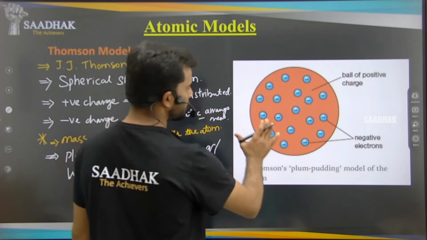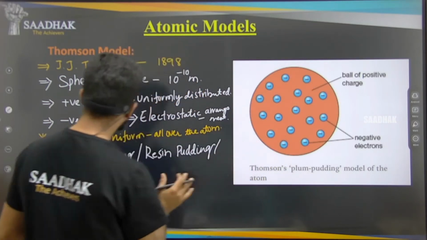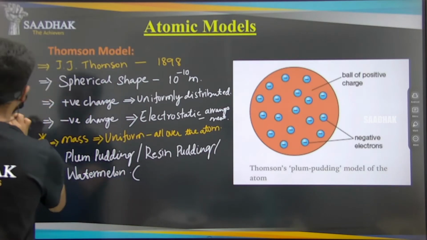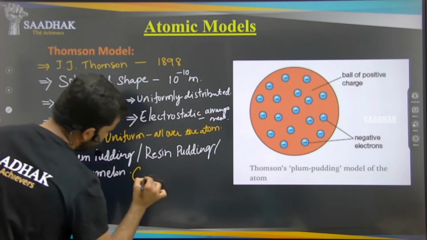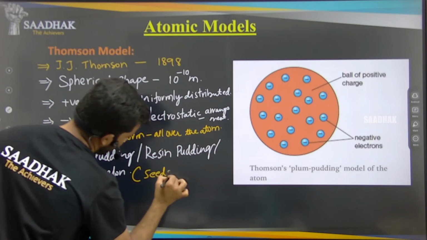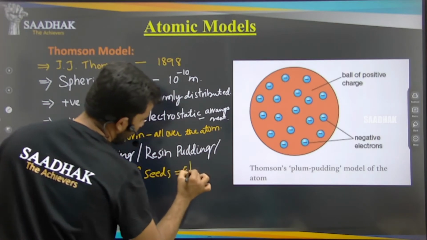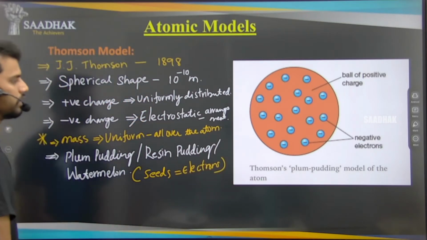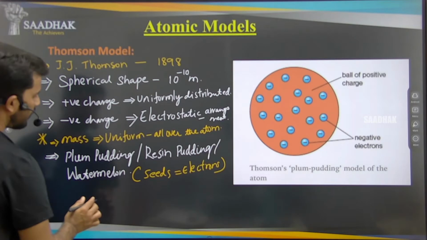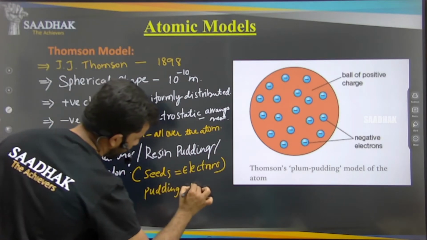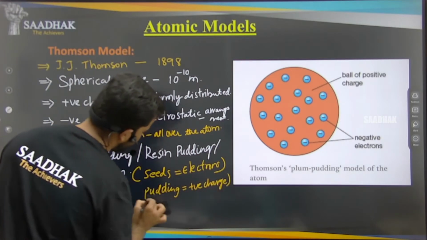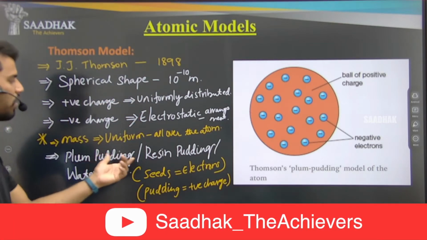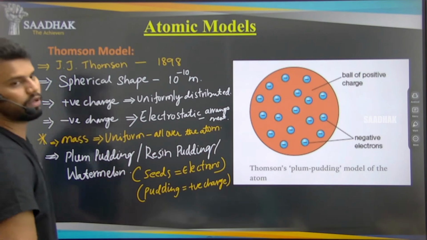So the positive charge is uniformly distributed in that. Likewise, the seeds of the watermelon are equal to electrons, the negatively charged particles, right? And the pudding is nothing but the positive charge. So that's why this Thomson model has the names plum pudding, raisin pudding, or watermelon model.